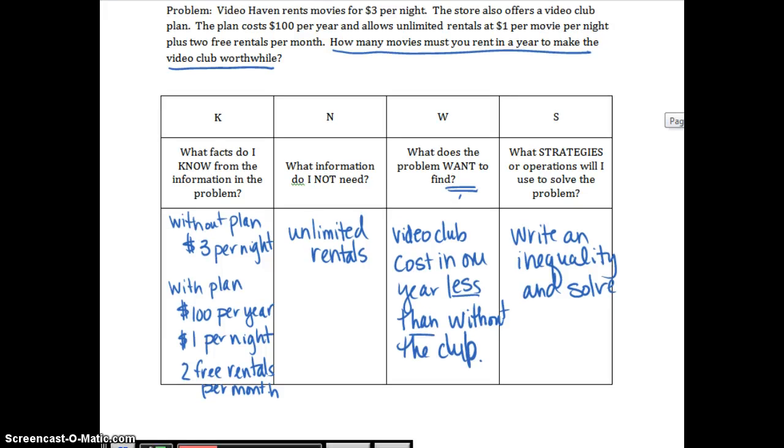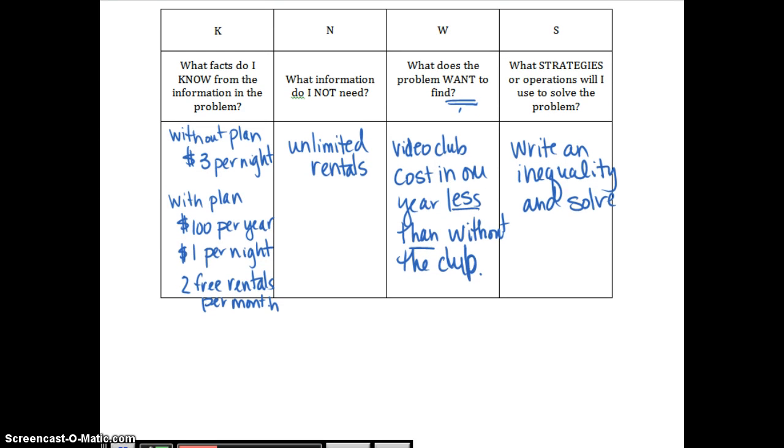We want to write the inequality. Now, that inequality includes a variable, and the variable is what we're trying to find. So that is x. And x, if you notice here, we don't know how many video rentals we need. And so x is going to be the number of rentals, and we're comparing per night, because we can write a cost per night.